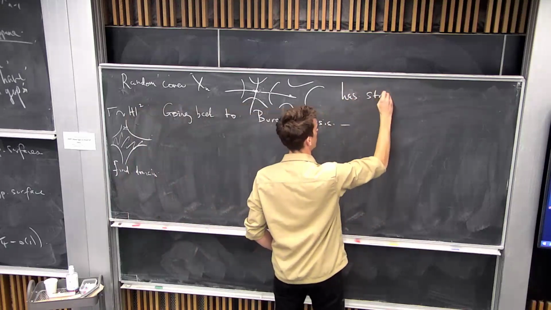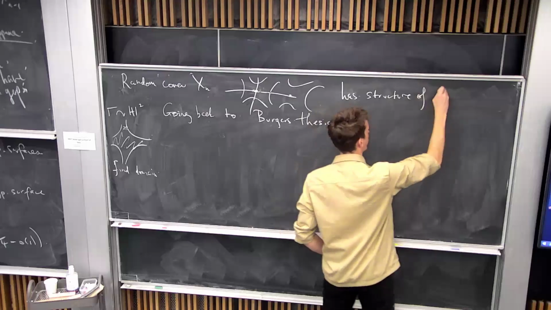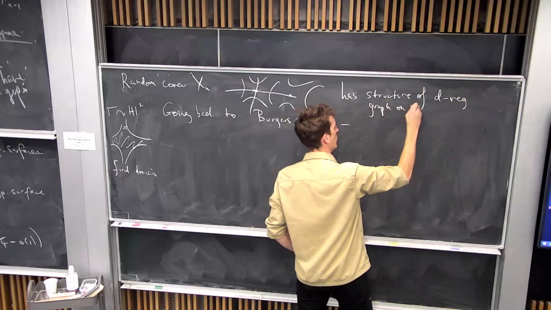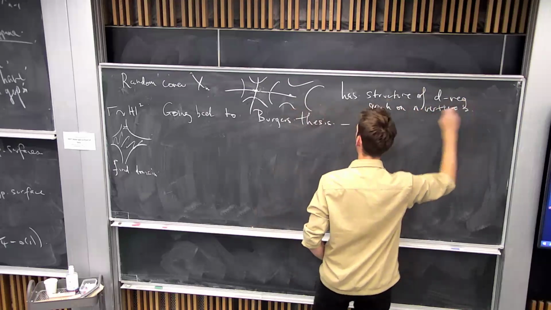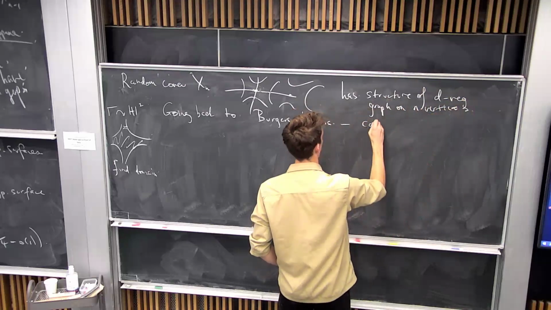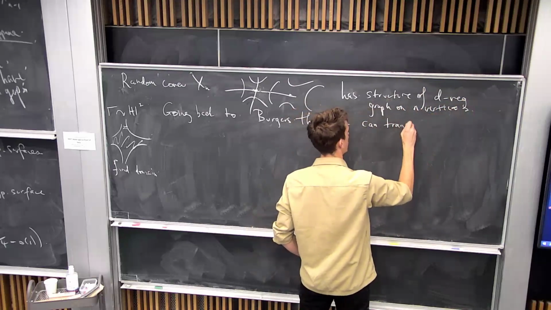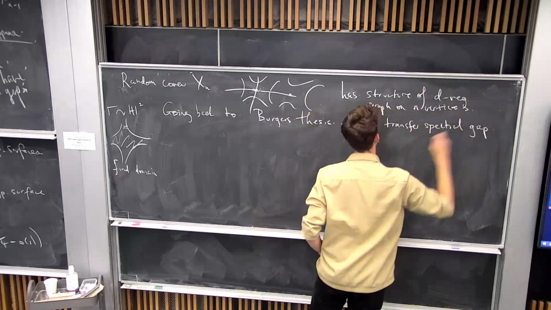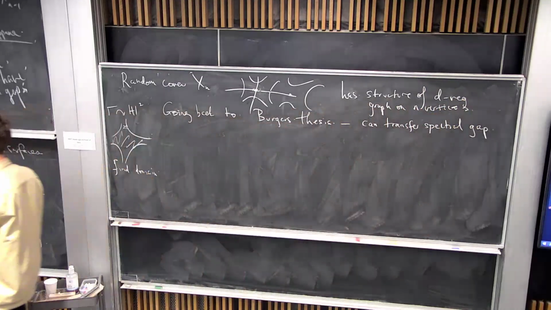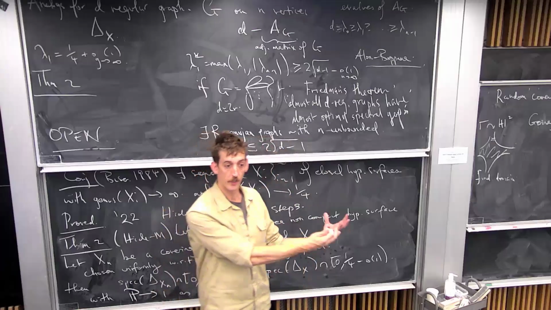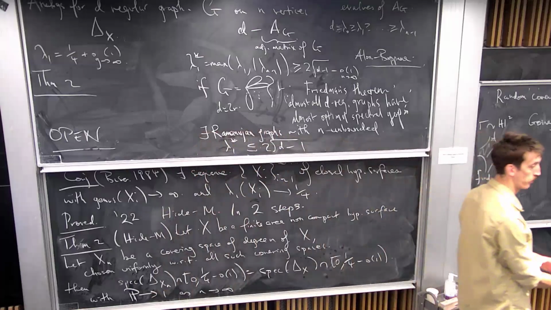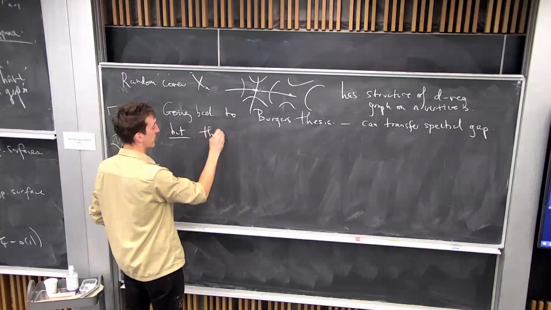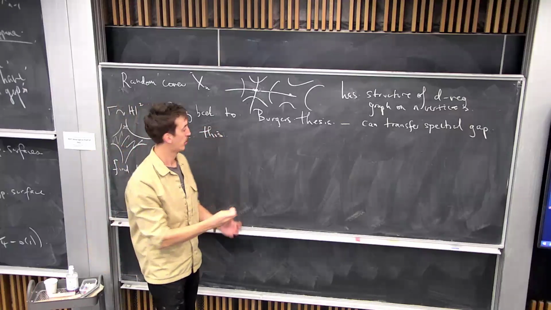This has the structure of a d-regular graph on n vertices. Going back to Mark Berger's thesis, we can transfer the spectral gap. So if we know that the family of graphs has a uniform spectral gap, we deduce that the family of hyperbolic surfaces has a uniform spectral gap. But that's really inefficient. You lose a lot of constants when you do this.